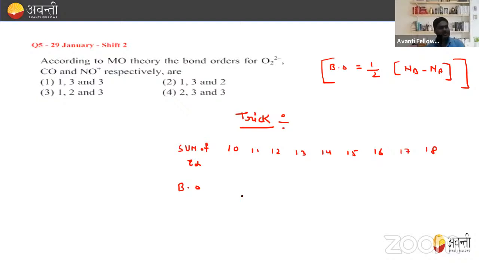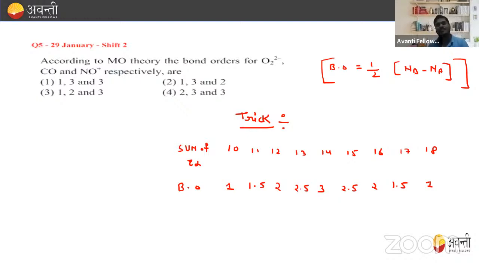If the sum of electrons is 10, then the bond order is 1. If 11, it is 1.5. If 12, 2. If 13, 2.5. If 14, 3. If 15, it will be again 2.5, then 2, 1.5, and 1. Okay, this trick you use to calculate bond order for MO theory, molecular orbital theory.